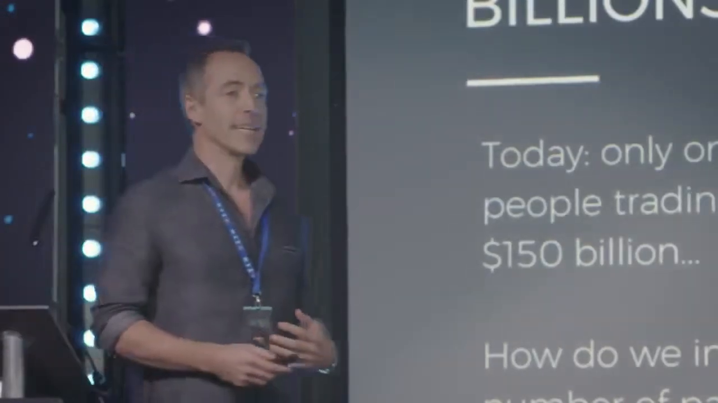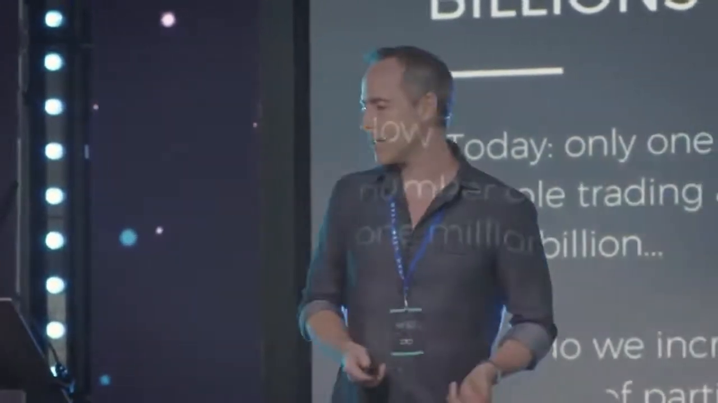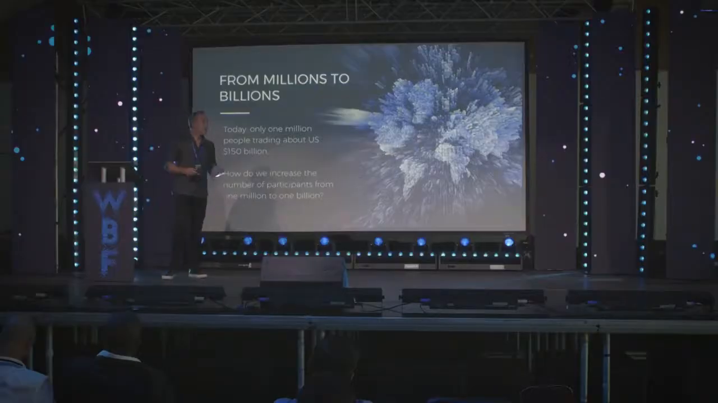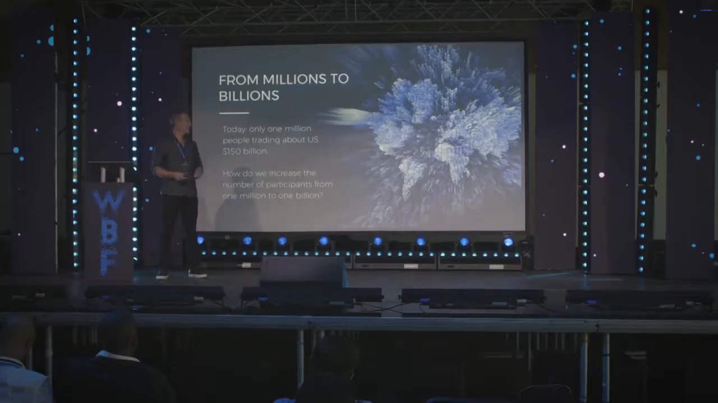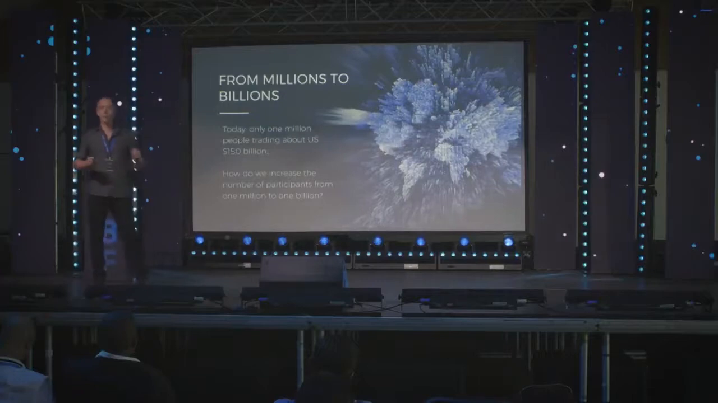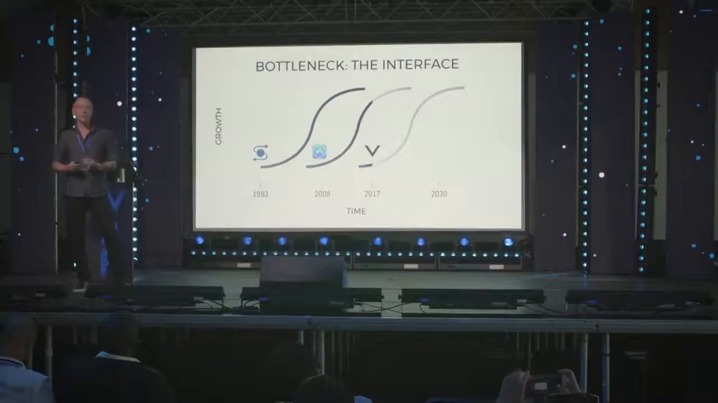So what I like to say is, how do we get it from the millions to the billions? Because today, there are about 1 million or so people actively trading cryptocurrencies. It's very difficult to estimate, but let's say there's 1 million active wallets out there, even though there's probably 20 million in existence. And they're trading about $150 billion. But how do we actually unleash the power of the blockchain for the whole world? Today there's been this bottleneck, and until an interface comes along, you can't really unleash the power of a new technology to the world.